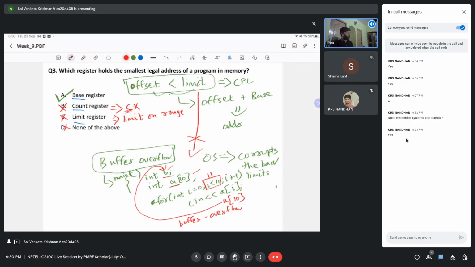But beyond the limit, it cannot access unless they corrupt the OS itself and corrupt the base and limit values. The overflow cannot happen. Okay, got it.